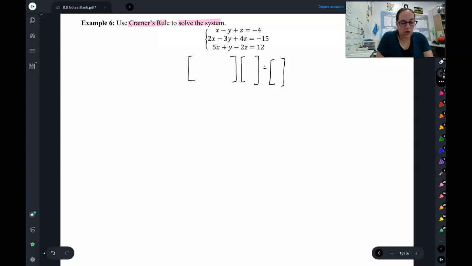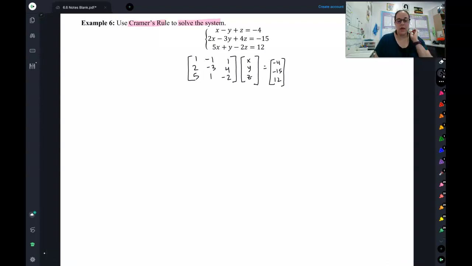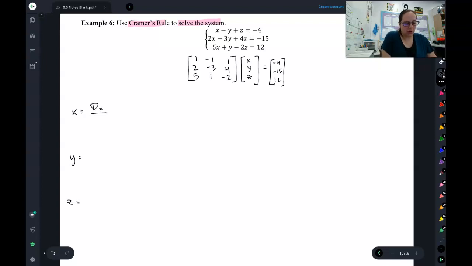So first we have our coefficient matrix. Then we have our variable matrix. Then we have our constant matrix. And we need to solve for x, y, and z. So we need to get our special determinant x over our regular determinant, special determinant y over our regular determinant, and special determinant z over our regular determinant. So let's start by writing out what all of these are going to be.